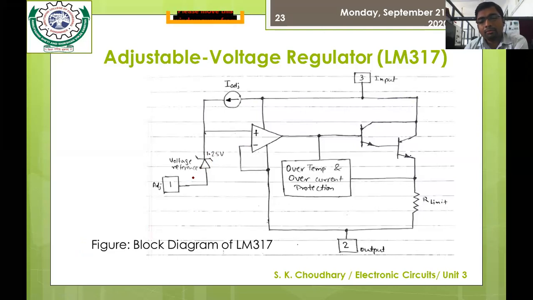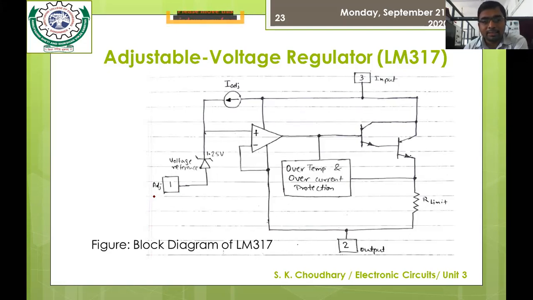You can refer to this block diagram from the IC data sheet of LM317. There are various companies that make this LM317. You can refer to any one, maybe Texas Instruments, maybe another linear IC maker, like Analog Devices. They have made this LM317. You can refer to any one of the data sheets available on the internet.